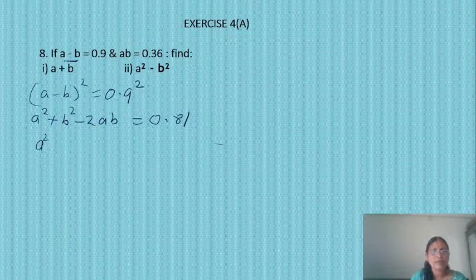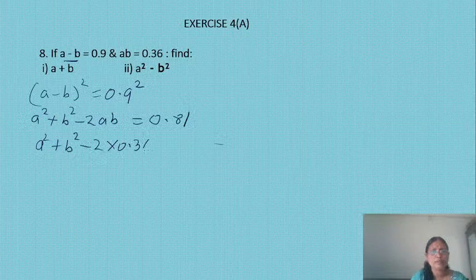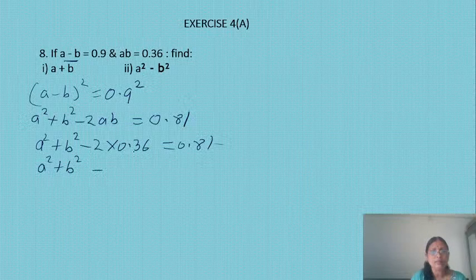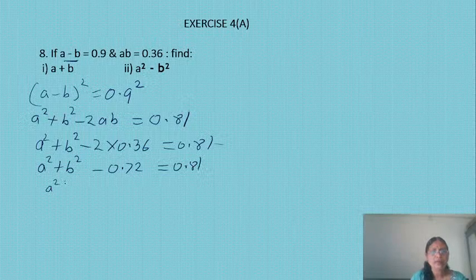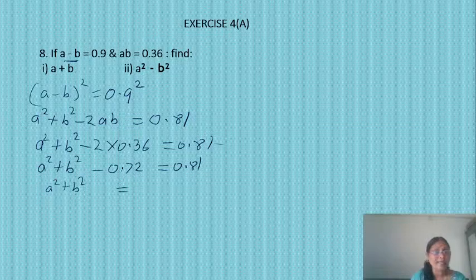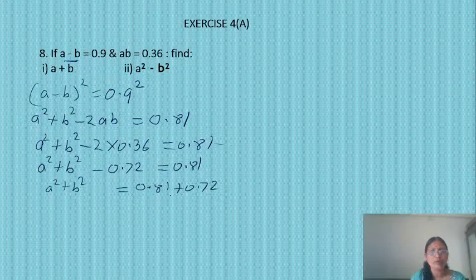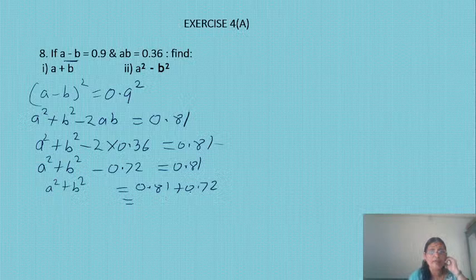We substitute there: A square plus B square minus 2 multiplied by 0.36 is equal to 0.81. So A square plus B square minus 0.72 is equal to 0.81. This minus 0.72 goes here, it becomes plus 0.72. So 0.81 plus 0.72, tell me what do I get? What is the value of 0.81 plus 0.72?